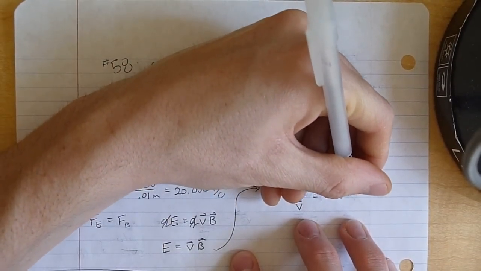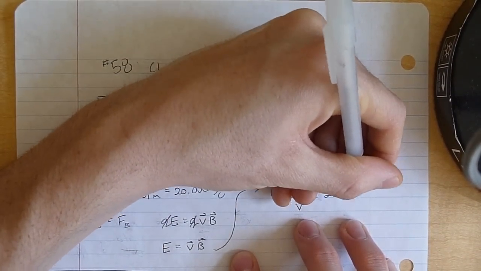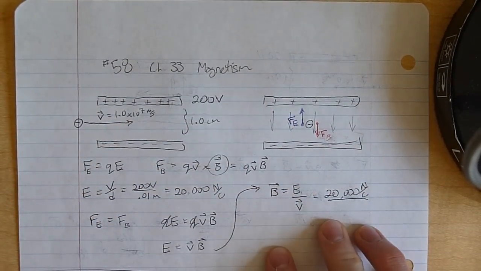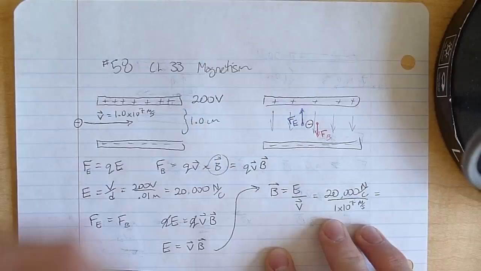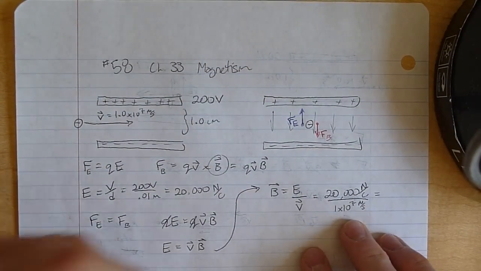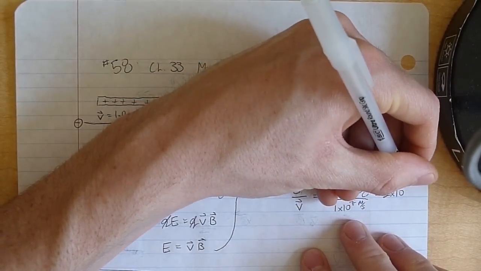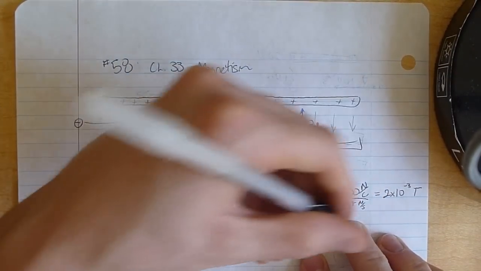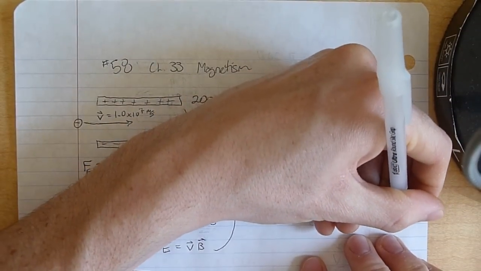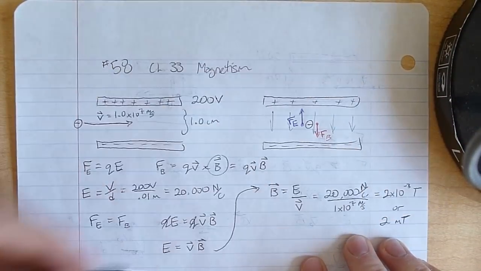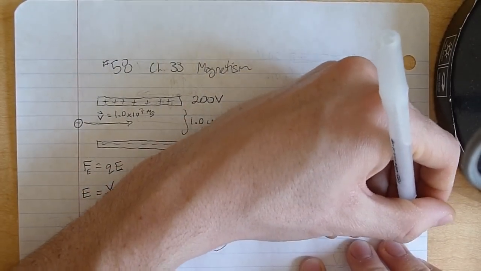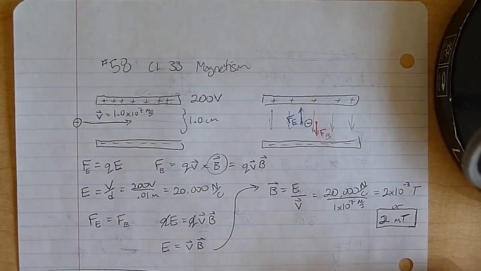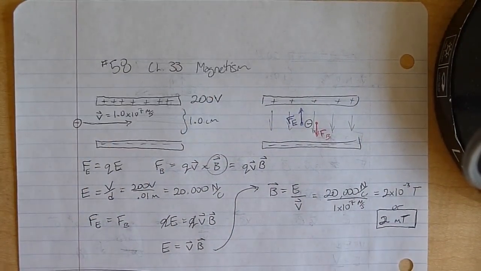So we have 20,000 newtons per coulomb divided by the velocity of 1 times 10 to the 7th meters per second, which will give us 2 times 10 to the negative third Tesla, or 2 millitesla. So this is the magnitude of the magnetic field that needs to be applied to get a downward force on the electron to allow it to move straight through the 2 parallel plates.